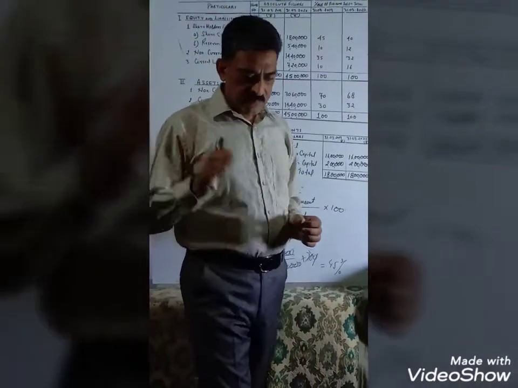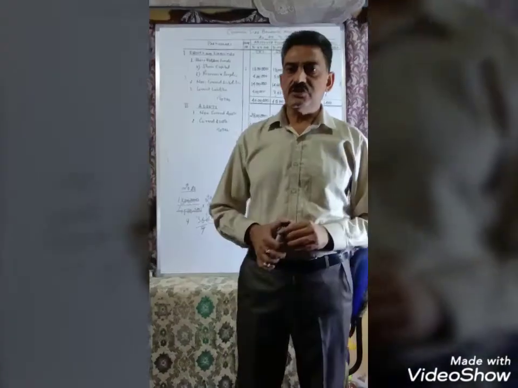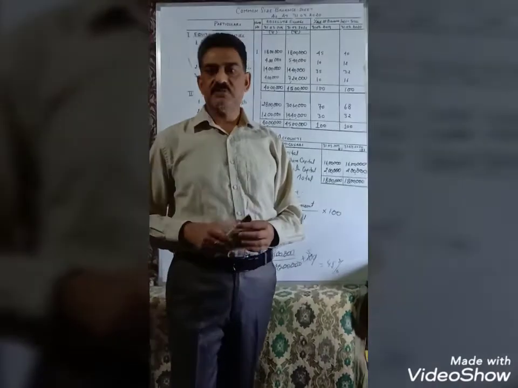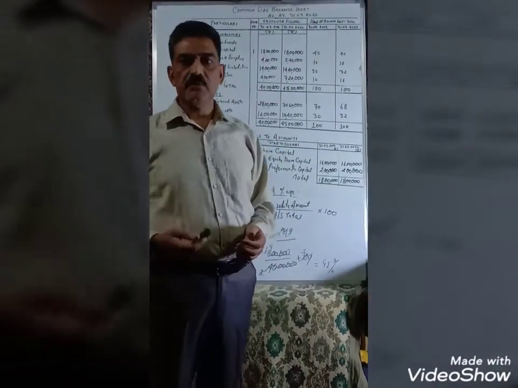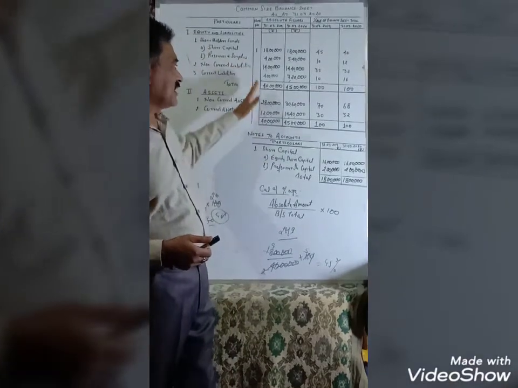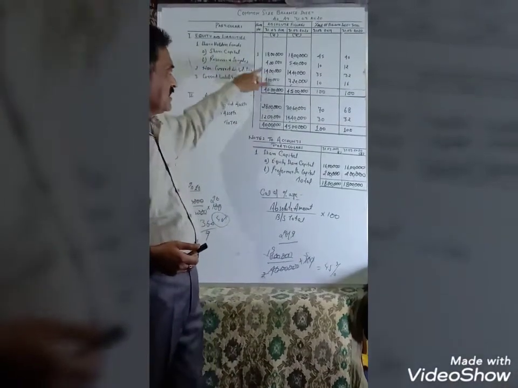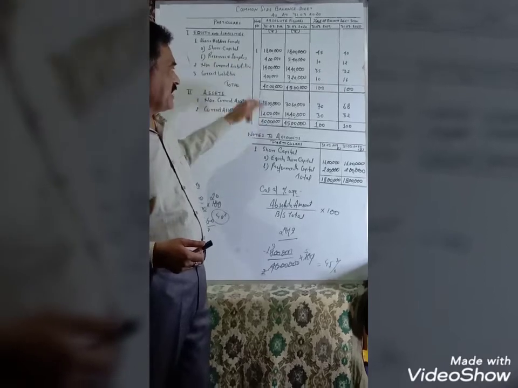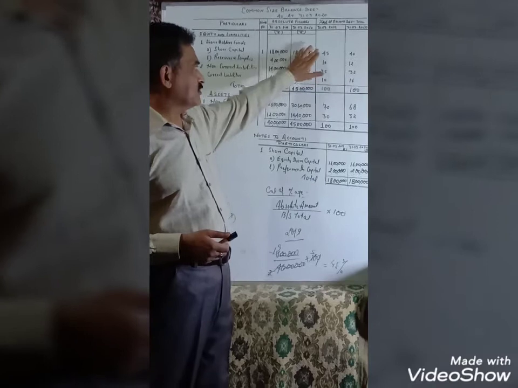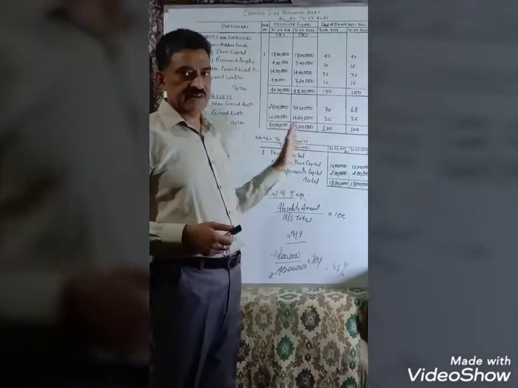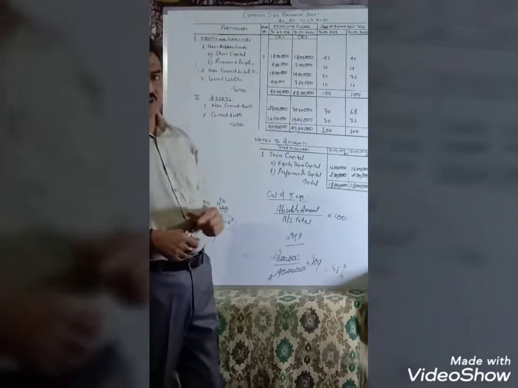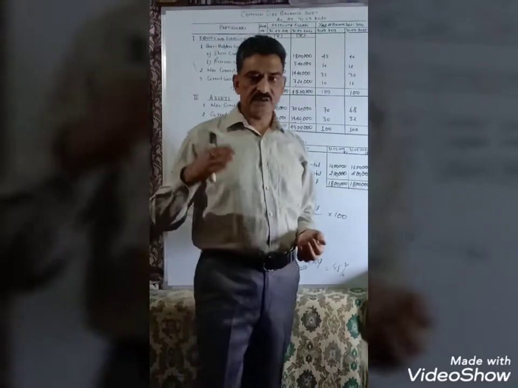For the preparation of common size balance sheet, we have to convert each and every individual item of the balance sheet into percentage by taking a common factor, that is the sum total of the balance sheet. So every individual item will be divided by the total of the balance sheet and multiplied by 100 to be converted into percentage.